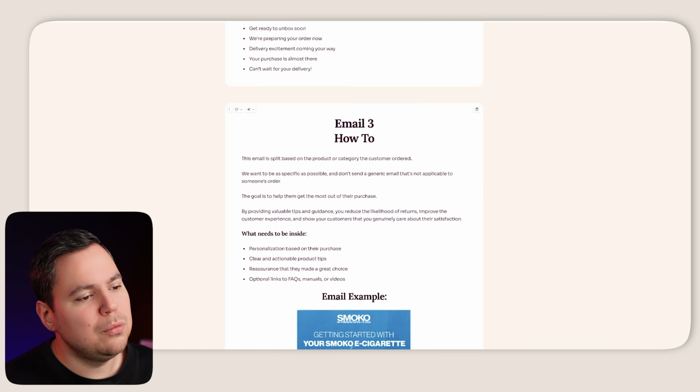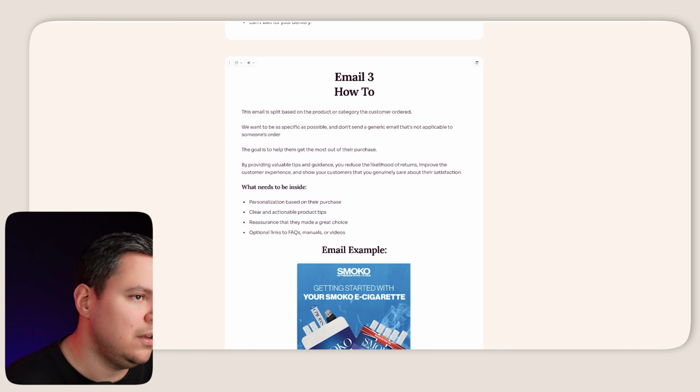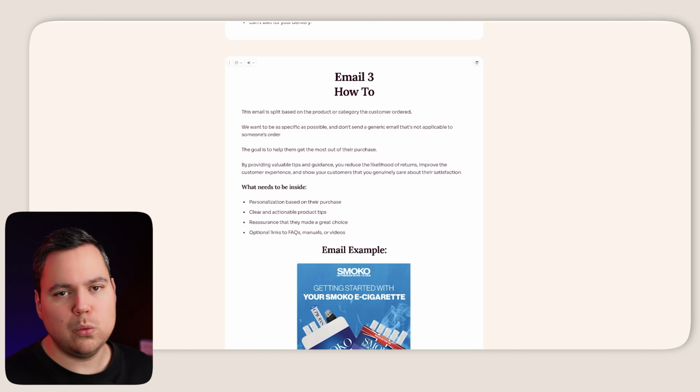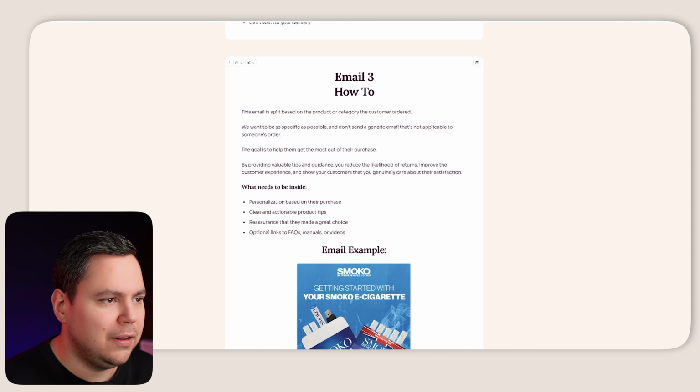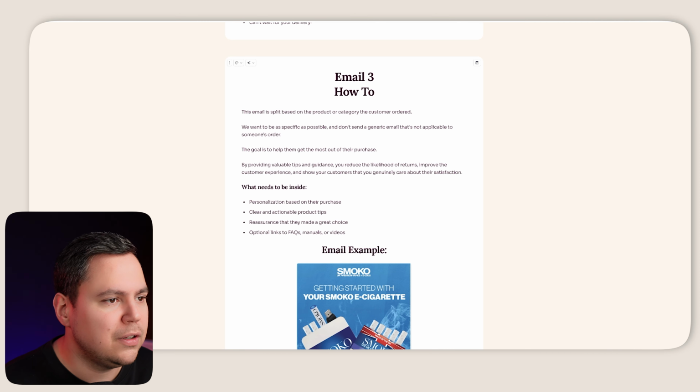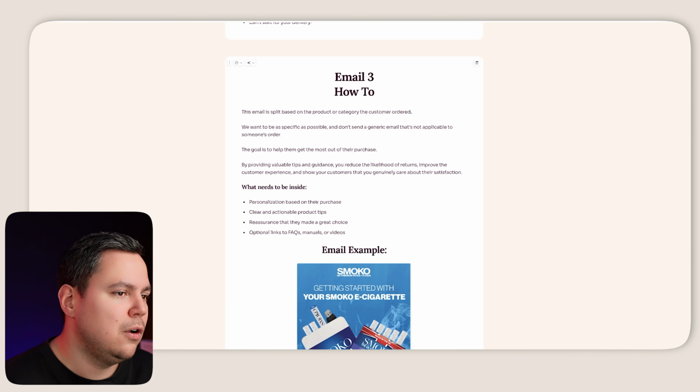Then email 3. This is more of a how-to email, and this email is split based on the product or the product category that the customer has ordered. We want to be as specific as possible, and we don't want to send a generic email that's not applicable to someone's order. That would really hurt the customer experience. The goal really is to help them out, get the most of their purchase. So we just want to provide them with valuable tips and guidance.